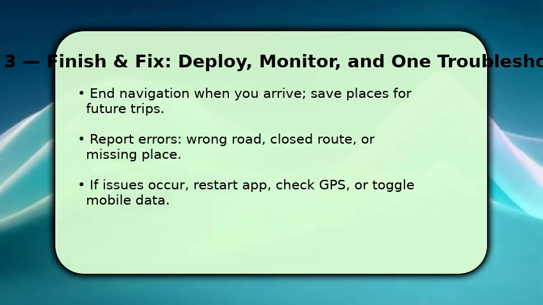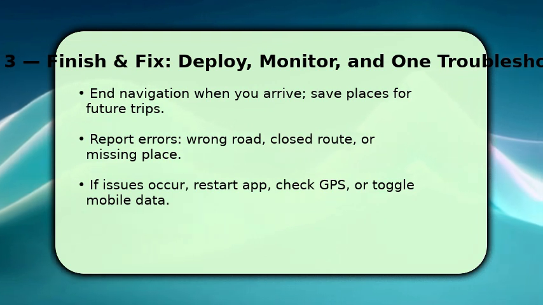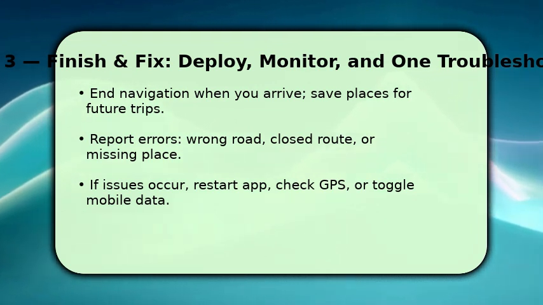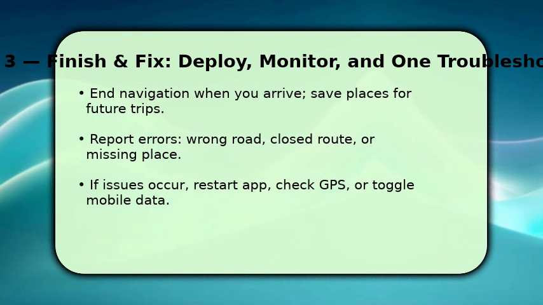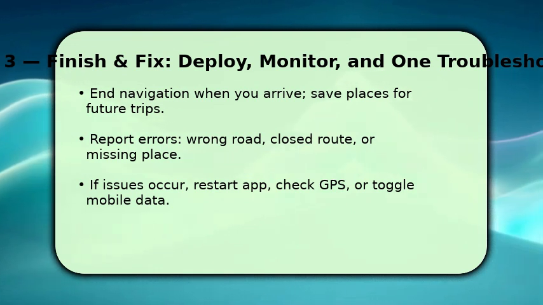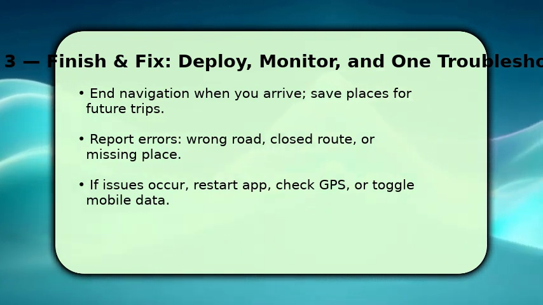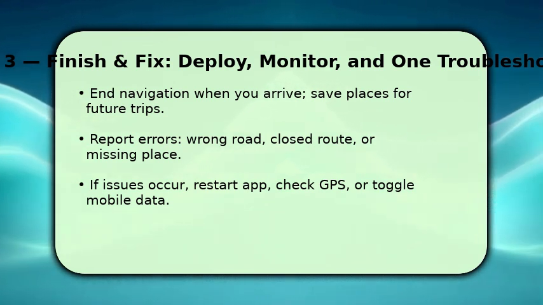If guidance fails, first restart the app, then check GPS permissions and toggle mobile data. This fixes most signal and sync problems. If still stuck, reboot the phone. That often clears stale location caches and restores reliable routing quickly.